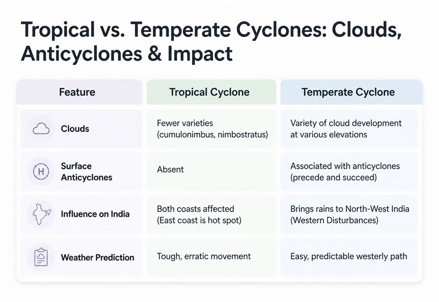Finally, let's look at clouds, impacts, and prediction. Tropical cyclones feature fewer cloud varieties, mainly massive cumulonimbus clouds, while temperate cyclones showcase a wide variety of clouds at different altitudes. Tropical cyclones operate alone, but temperate cyclones are usually sandwiched between high-pressure anticyclones. In India, tropical cyclones primarily batter the east coast, whereas temperate cyclones arrive as western disturbances, bringing vital winter rain to the northwest. Because of their erratic nature, tropical cyclones are notoriously difficult to predict, whereas the steady westerly path and clear frontal systems of temperate cyclones make them much easier to forecast.